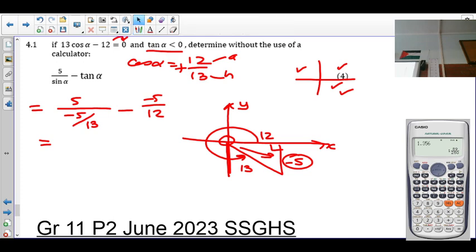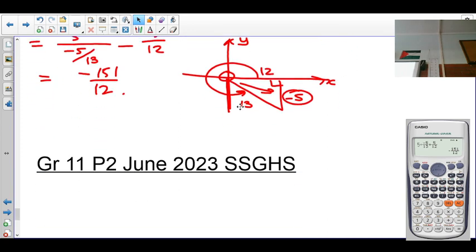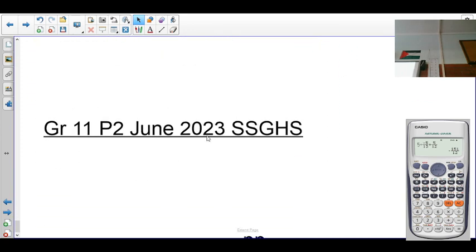So we just put that in the calculator. It's 5 divided by negative 5 over 13, plus 5 over 12. Gives me an answer of negative 151 over 12. Okay. Any issues there? Huh? No? Let's carry on with our lives.